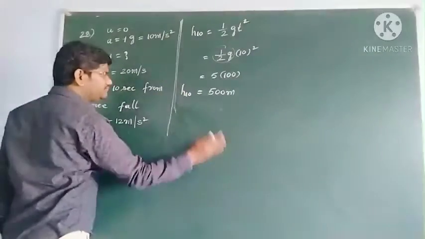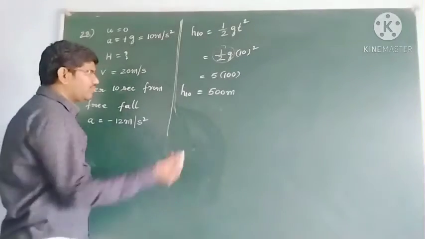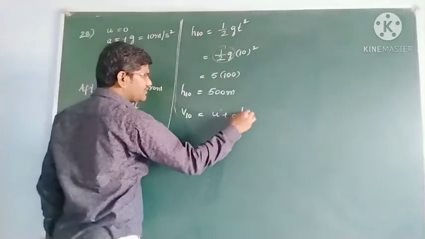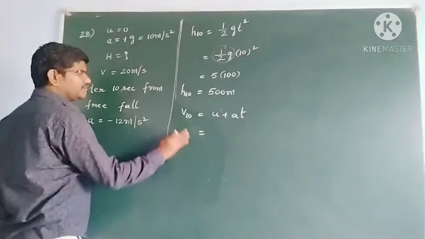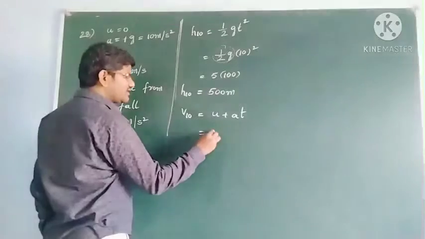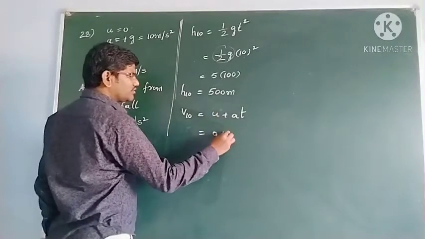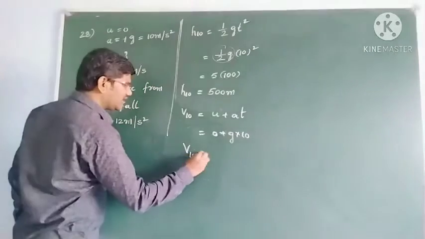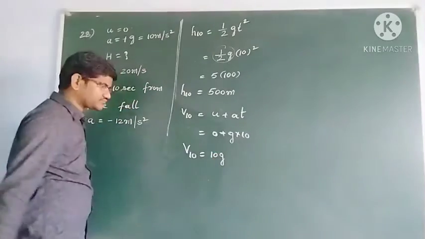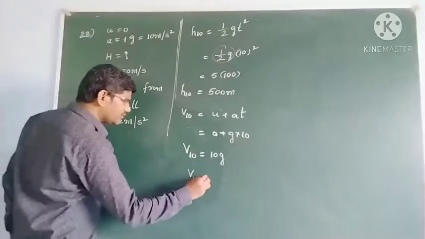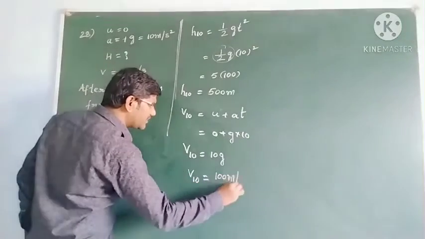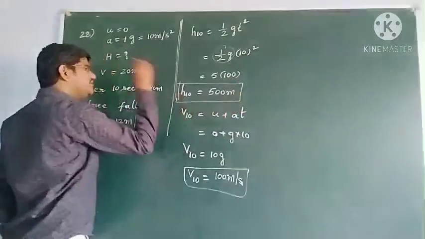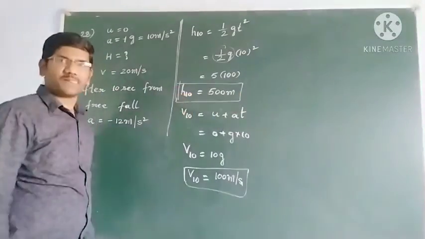Okay, students. And similarly, I want the velocity after 10 seconds, by using the formula v is equal to u plus at. Since initial velocity is equal to 0, a value is g and t value is 10, so velocity after 10 seconds we will get 10g. Then this v10 value will become 100 meters per second. This is the velocity after 10 seconds, and this is the height fallen after 10 seconds.